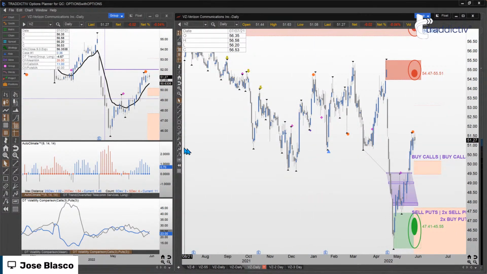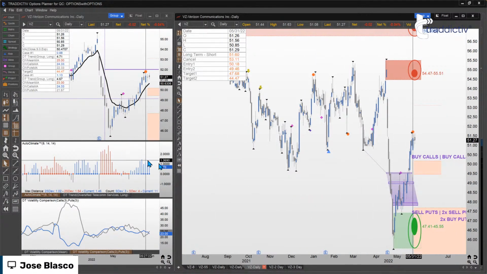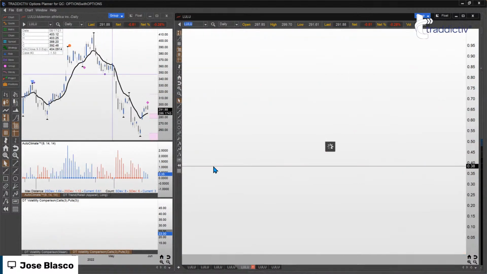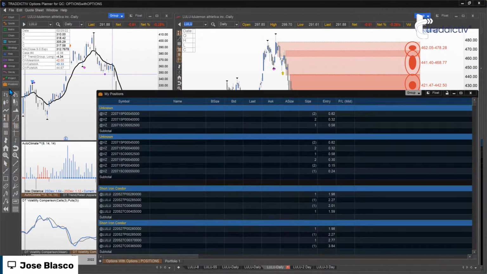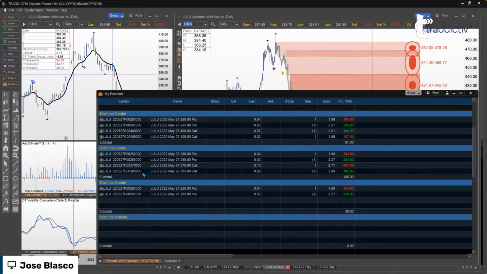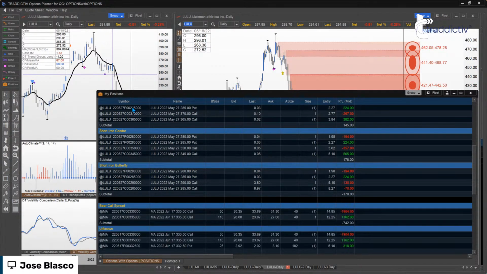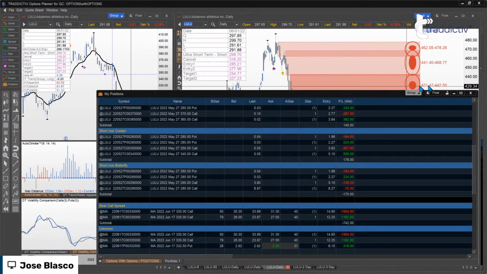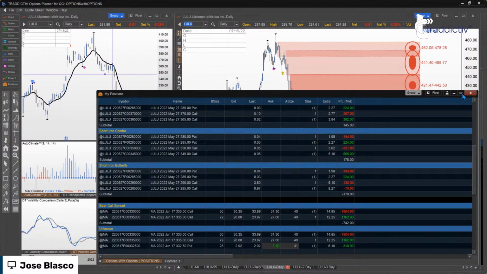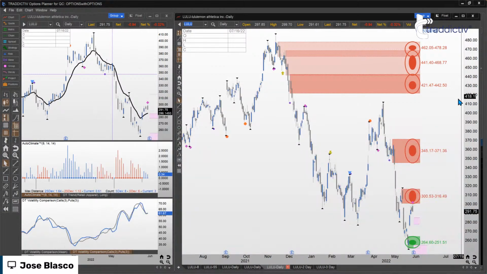Okay, the next trade, which was concluded, is Lulu. This trade concluded last Friday after tweaking this iron condor all the way to an iron butterfly. Finally, this trade that was very challenging, actually ended up as a profit.